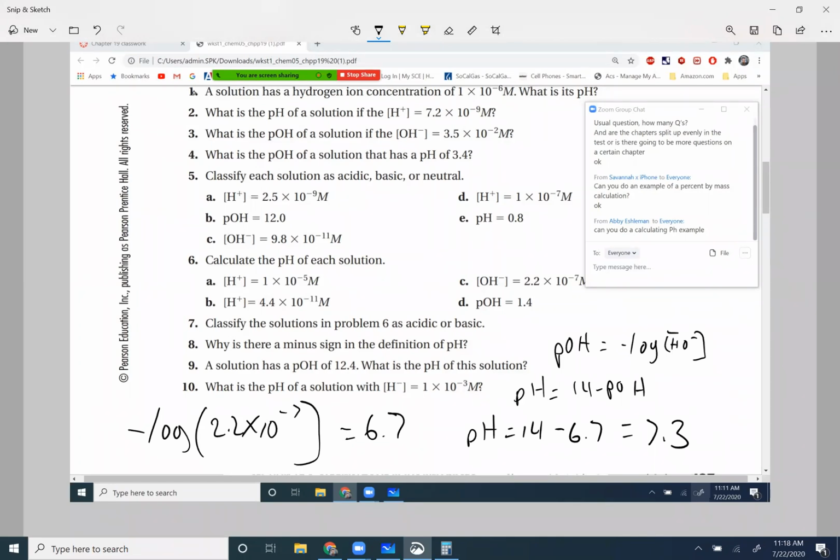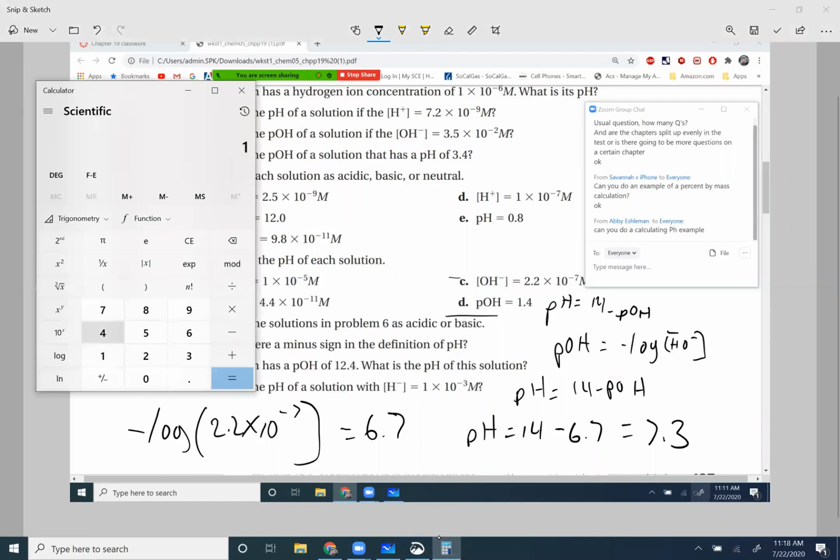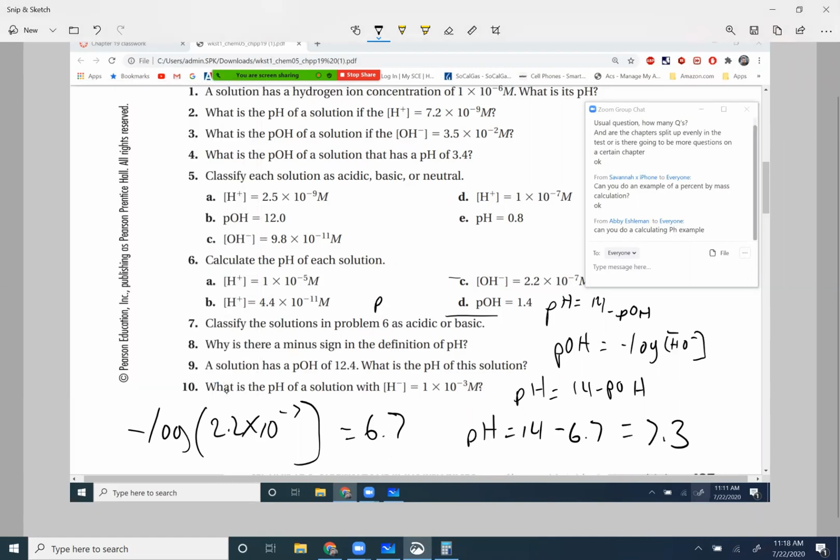And then finally, D is an easier version of C. We can just do, remember that pH is equal to 14 minus pOH. So we just subtract 14 minus 1.4. So 14 minus 1.4, 12.6. And that's how you calculate it.